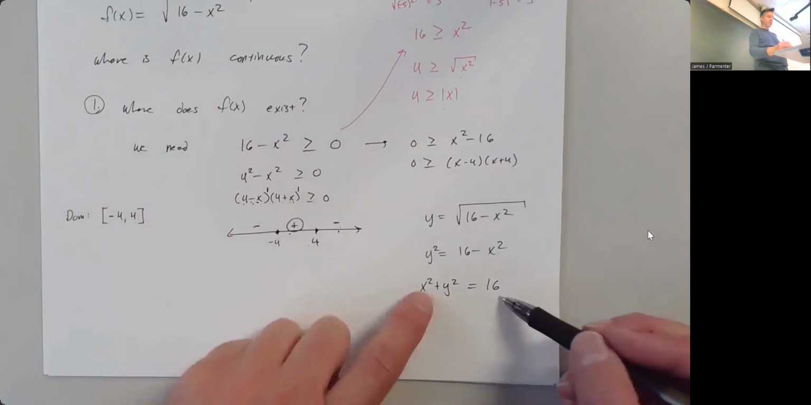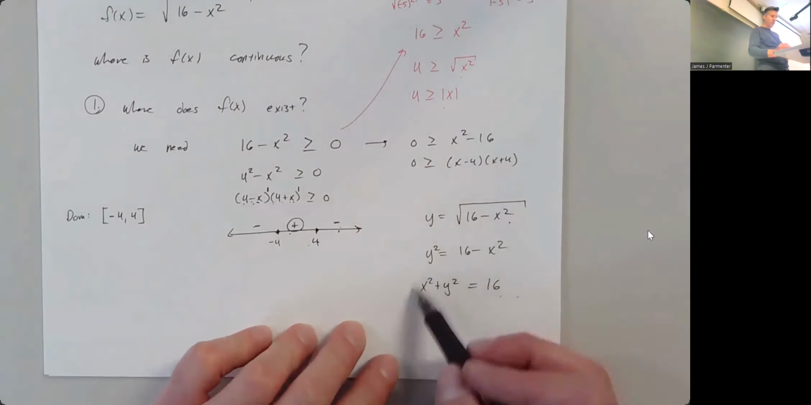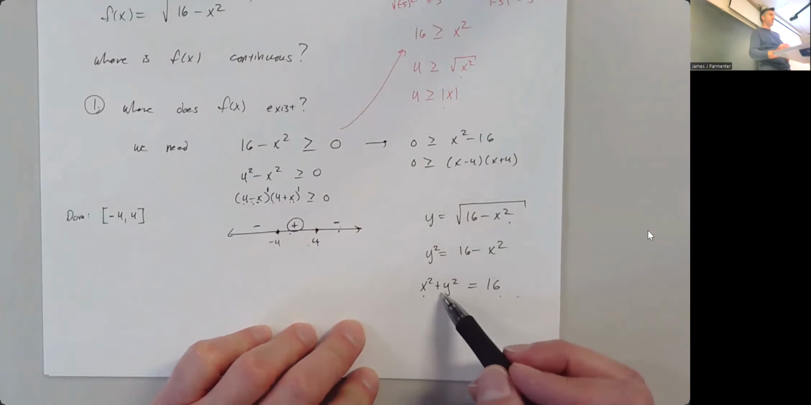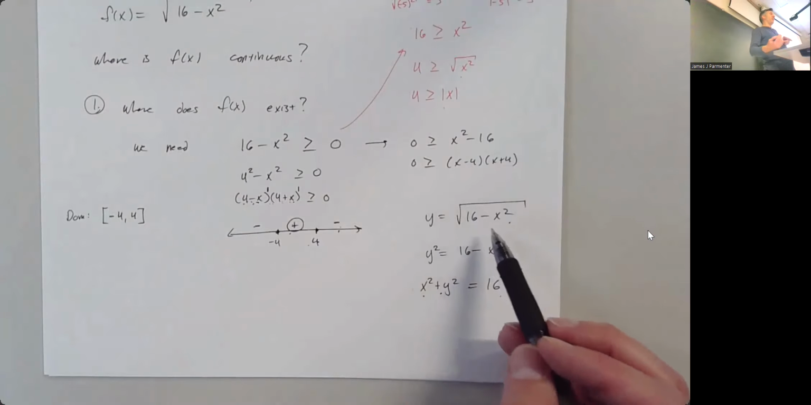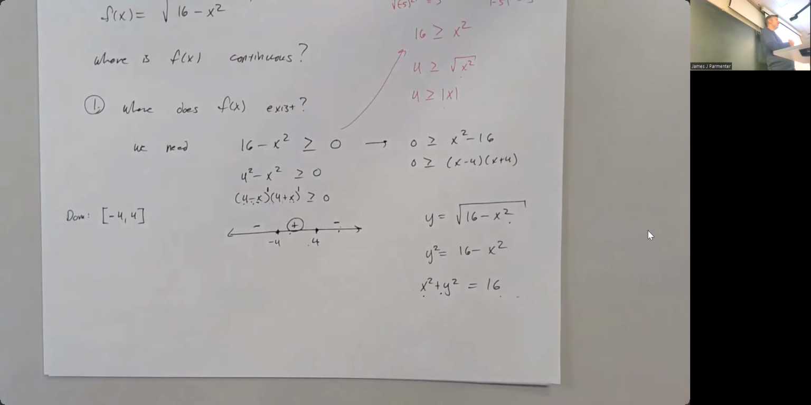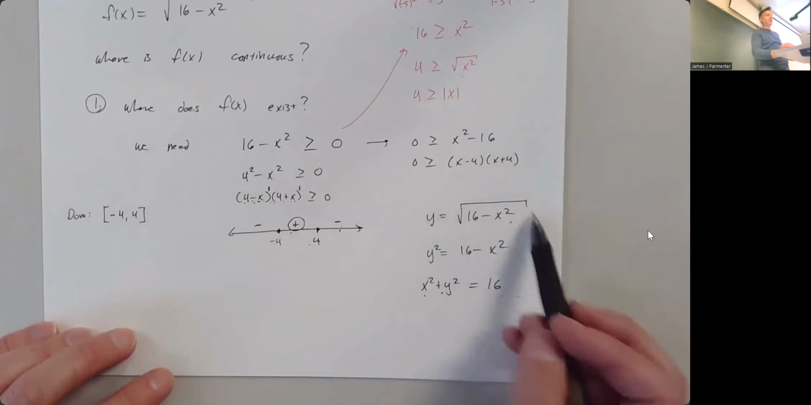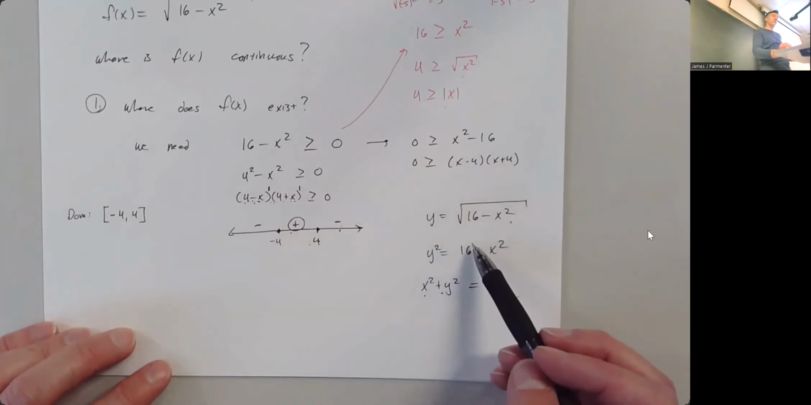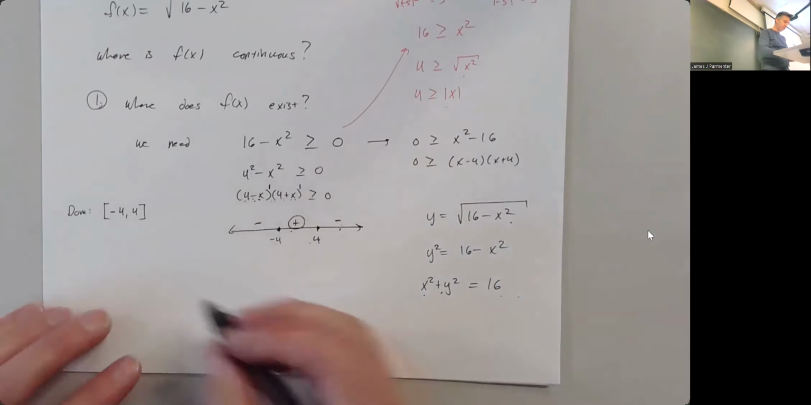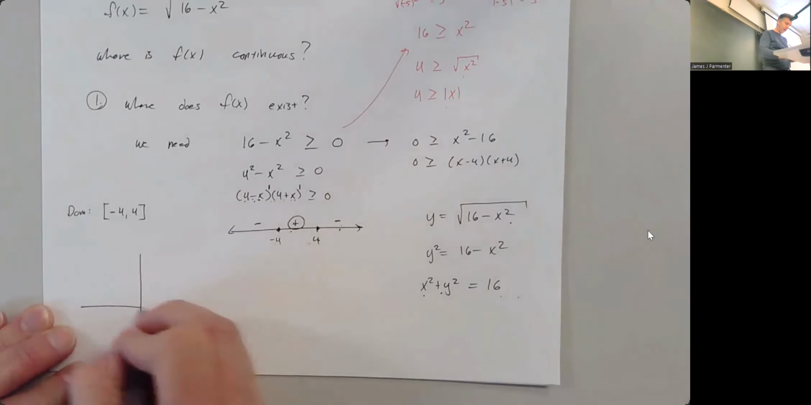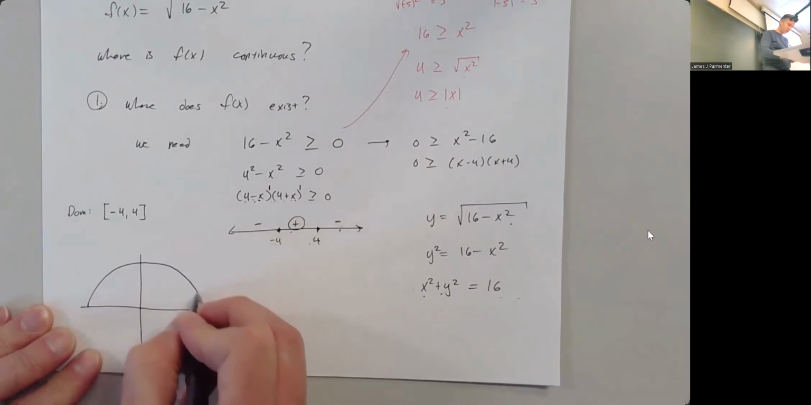The only difference between this and this is here, x can be positive or negative, and y can be positive or negative. Up here, when we take the square root of something, we only get out what kinds of numbers? Positive, right? Square root of 25 is 5, not plus or minus 5. So here, when you write it this way, y has to be positive. So we're only getting the top half of the circle centered at the origin with a radius of 4. So here is the graph of this function.